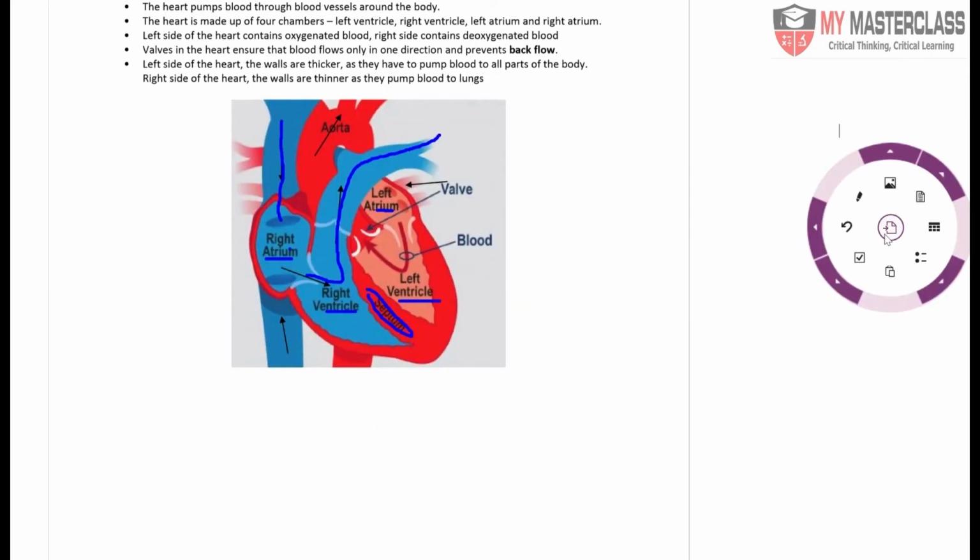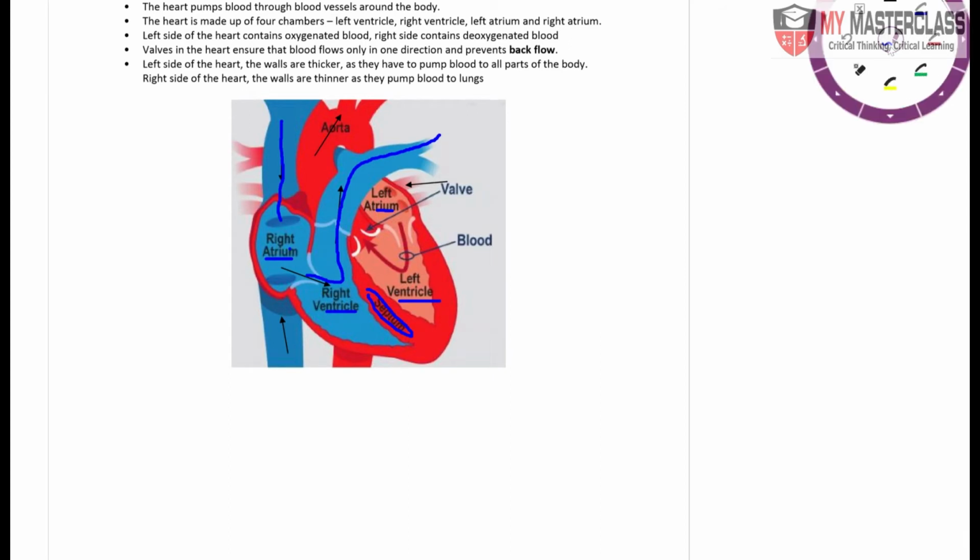Once it enters into the left atrium, it will then enter into the left ventricle. Now when this part of the heart contracts, it pumps and pushes the blood all the way out to the aorta, to other parts of the body.